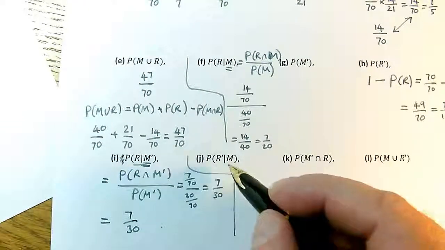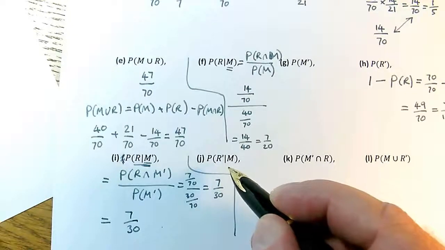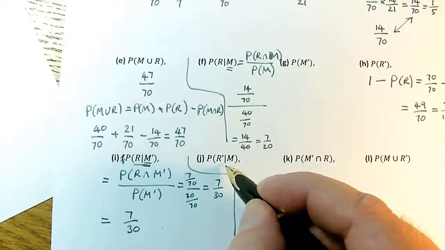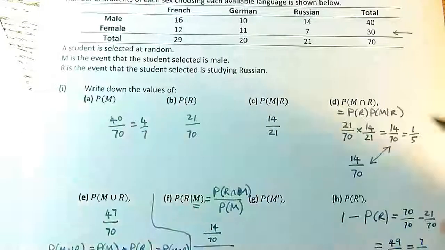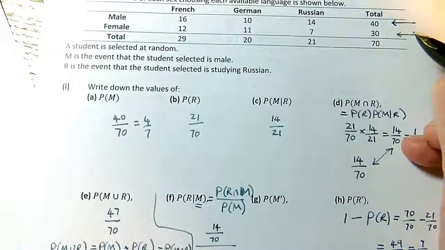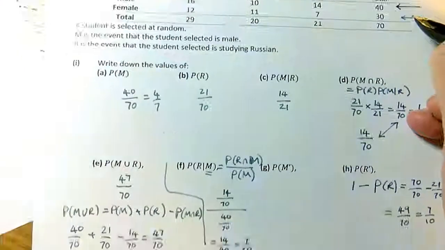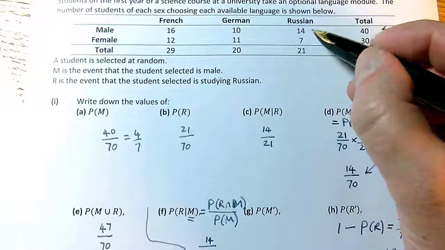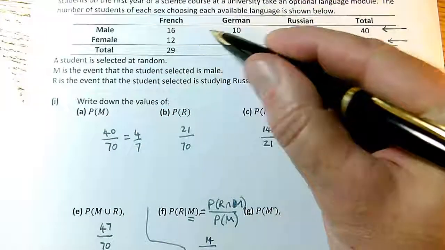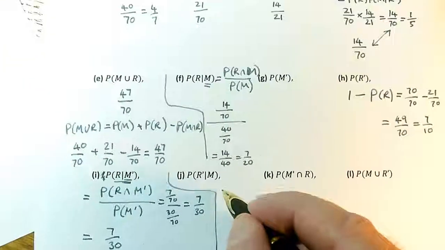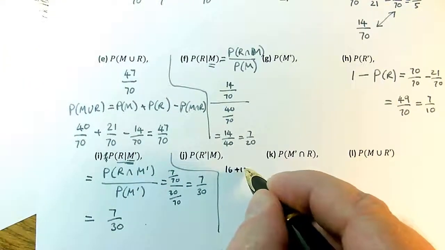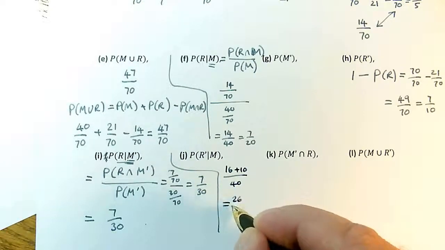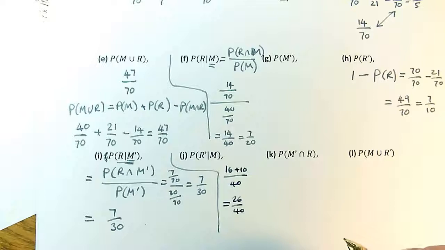Okay, I'm going to do this one directly from the table because I think that's easier. If you've got the table, conditional probability is very straightforward. So I'm given I'm male. So in the table, I'm on this top row. I'm one of those 40 students, and I want the probability of R dashed. So how many non-Russian studying students are there? It's these two added together, 16 plus 10. So the answer is 16 plus 10 of the 40 male students. So that's 26 over 40, which you can cancel down to 13 over 20 if you like.